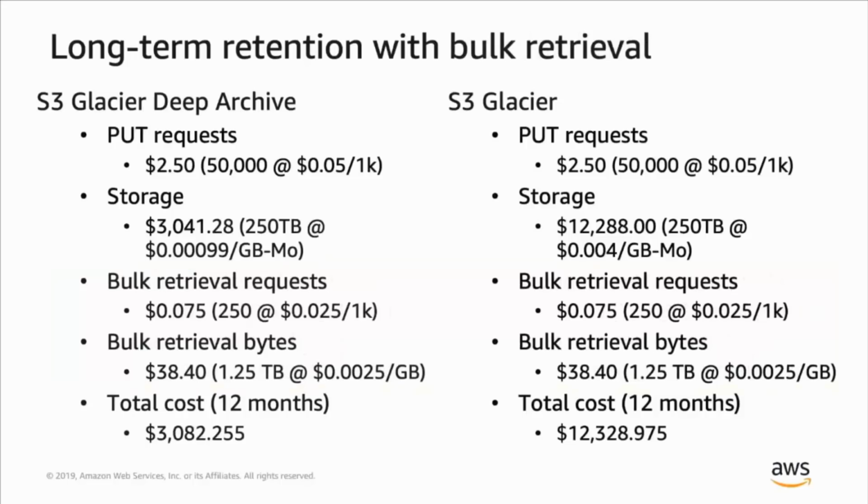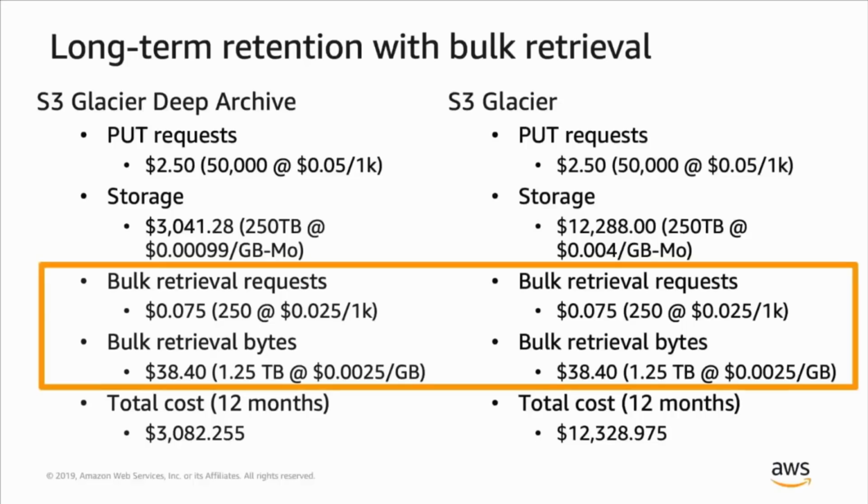Now let's look at that again if you use bulk retrievals to access your data and you're able to tolerate that extended duration. So now with bulk, we've eliminated the price difference between the retrieval requests as well as the retrieval bytes. That $150 difference has collapsed at about $38, and the total cost of ownership is still close to that 4-to-1 ratio at close to $3,000 for the Glacier Deep Archive and over $12,000 for the S3 Glacier.